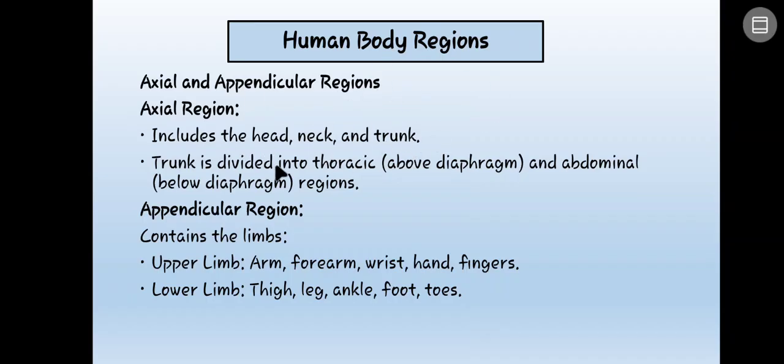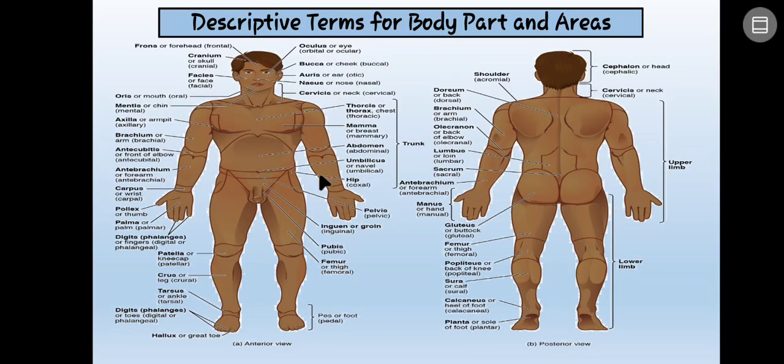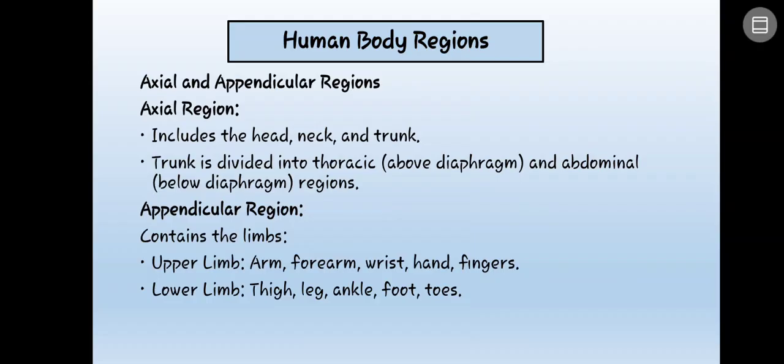Now in human anatomy and physiology, the human body can be divided into two regions: the axial region and then the appendicular region. So this is the axial region here, the trunk. This side is what we call the axial region. And then the appendicular region consists of the upper limbs and then the lower limbs.